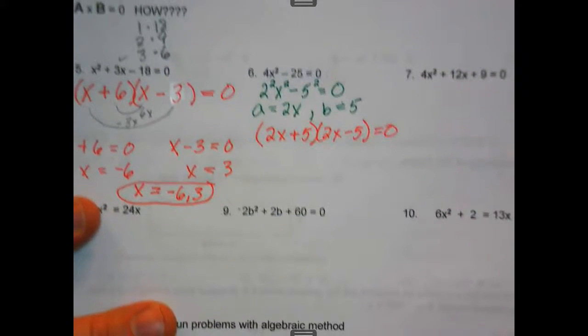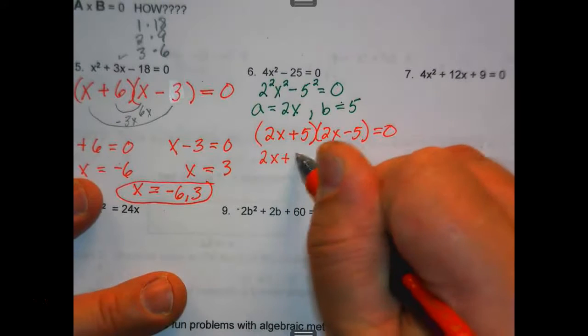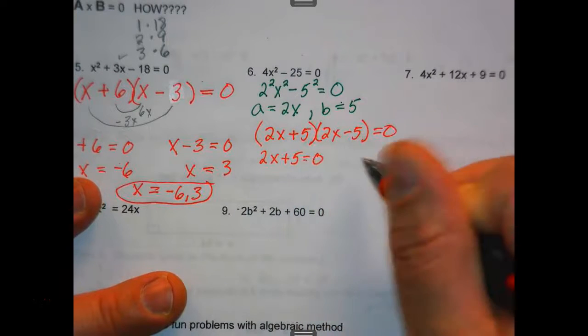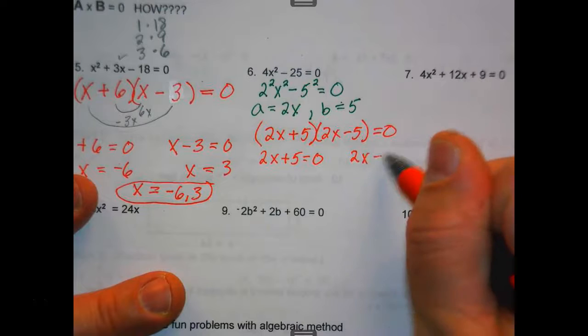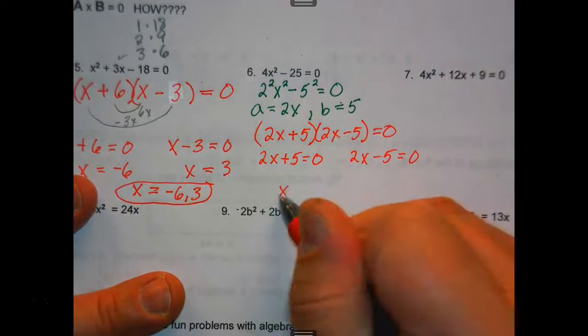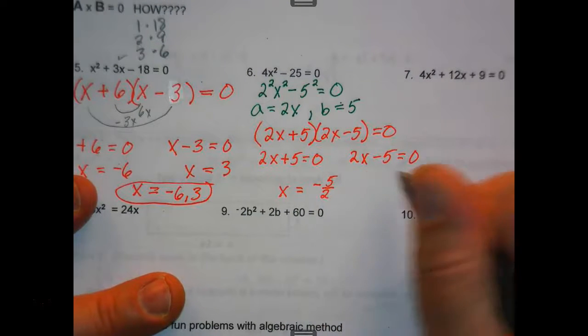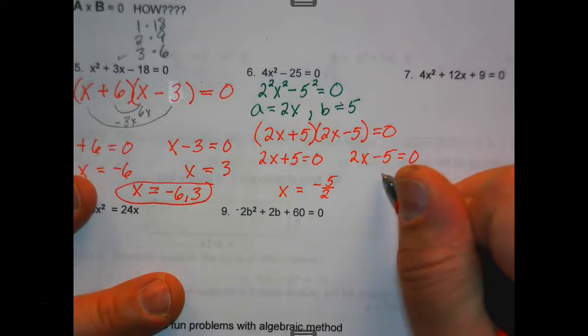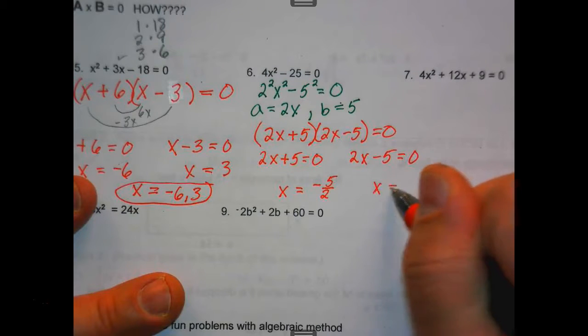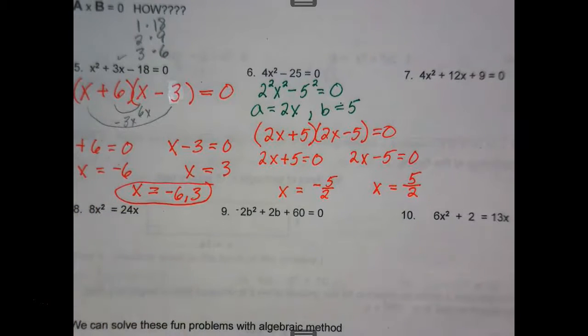Okay, now I have to solve for x. 2x plus 5 equals 0, and 2x minus 5 equals 0. So what does x equal? Negative 5 halves. Let's see, add 5 and divide by 2. So x equals add 5, divide by 2.